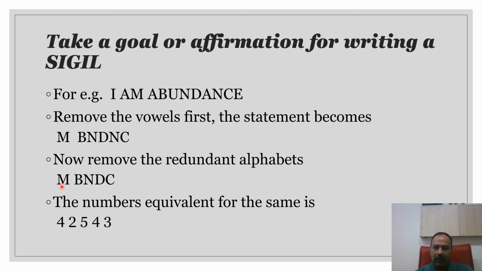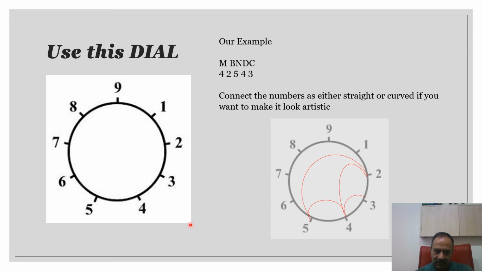And you take the equivalent of these from the table, and M is equivalent to 4, B is equivalent to 2, N is equivalent to 5, D is equivalent to 4, and C is equivalent to 3. Now what you do is you take a dial like this, 1 to 9, and the numbers which we saw is 4, 2, 5, 4, 3. So what I do is I do a 4 to 2. You can either draw straight lines or curved lines. Curved lines is just to make it artistic. So you do 4 to 2, 2 to 5, 5 to 4, and 4 to 3.